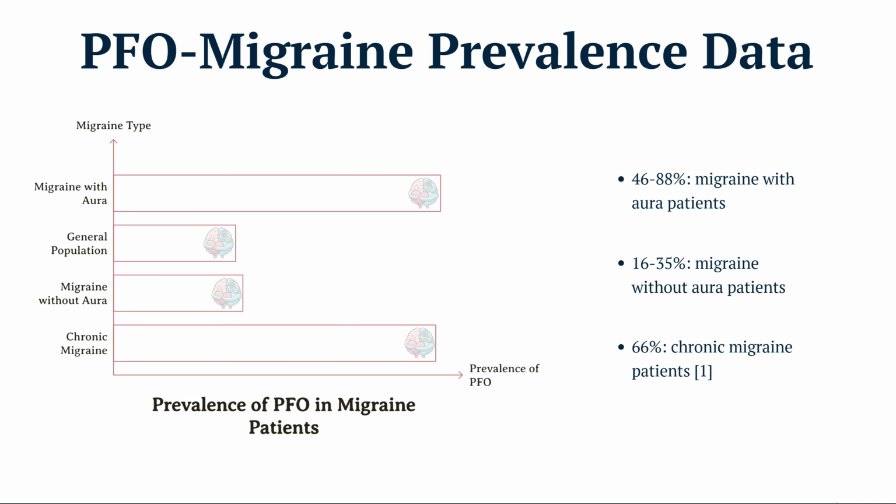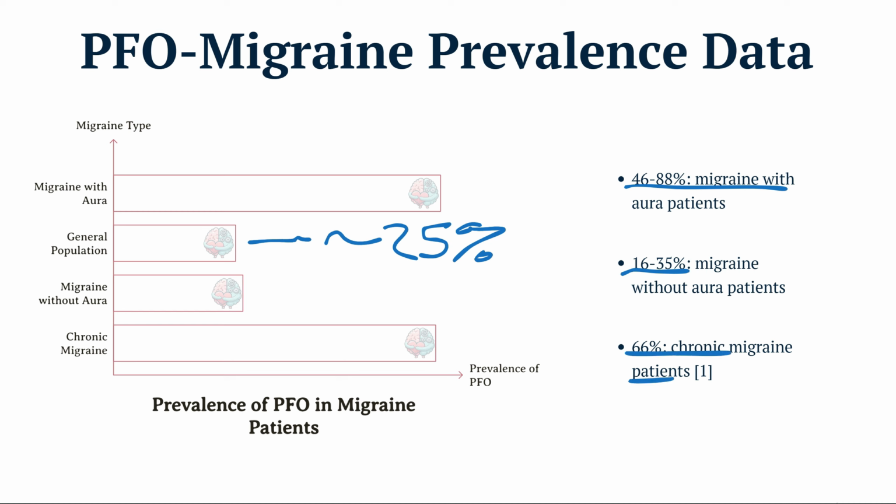So when we examine the prevalence data, we see a correlation between PFO and migraine. Studies show that 46 to 88% of migraine with aura patients have a PFO. This is compared to only about 25% in the general population. For migraine without aura, the prevalence is about 16 to 35%, which is more similar to the general population. Also, about 66% of chronic migraine patients have a PFO.